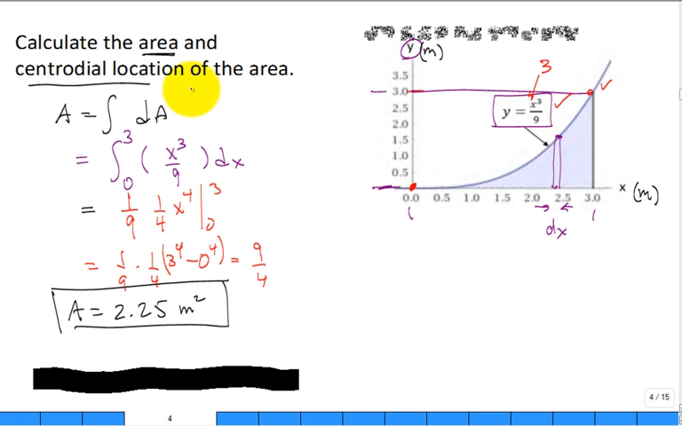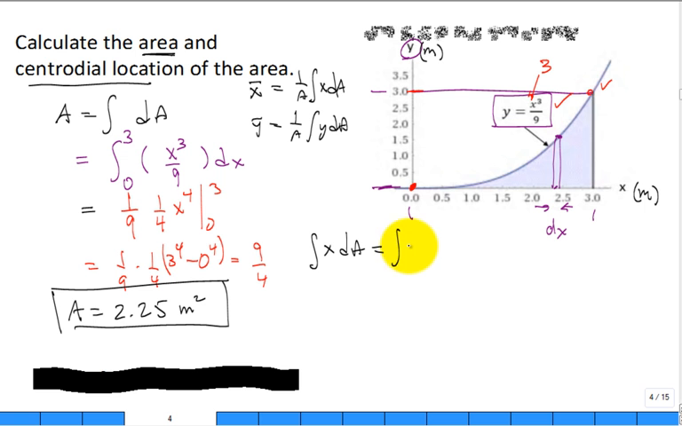Now, what is a centroidal location? We're looking for x bar and y bar. The equation for x bar is 1 over the area we just calculated, times the integral of x dA. And likewise, y bar is 1 over area times the integral of y dA. Well, how do I calculate the integral of x dA? Is that the integral of x times dA, which we found was x cubed divided by 9 dx? Do you see how we did that? Isn't this dA?